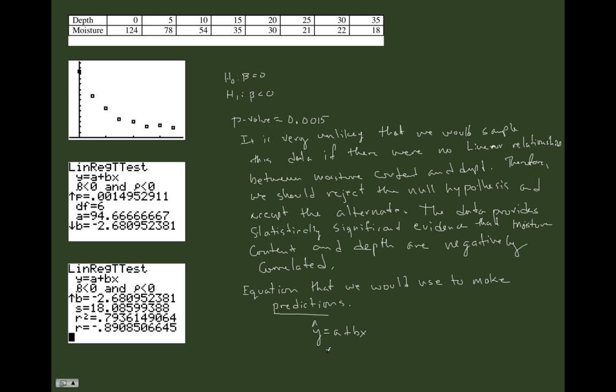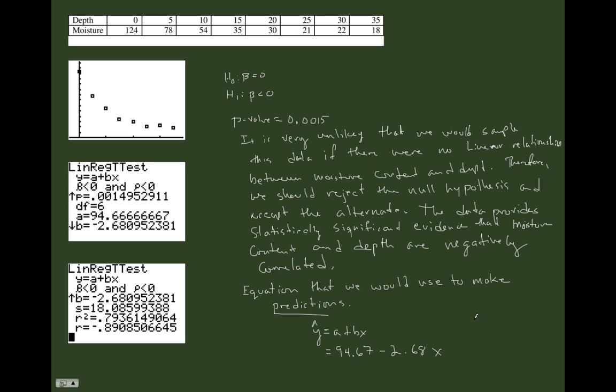Now, the calculator gave us estimates for a and b. So the way I'll write the equation is I'm just going to replace a with an estimate. I'm not going to get too crazy here. I'll round a to the nearest hundredth. And b is negative, and that's good. We expected b to be negative because the relationship we thought was a negative linear relationship. And then there's my x. So this equation is the actual equation we would use to make predictions.